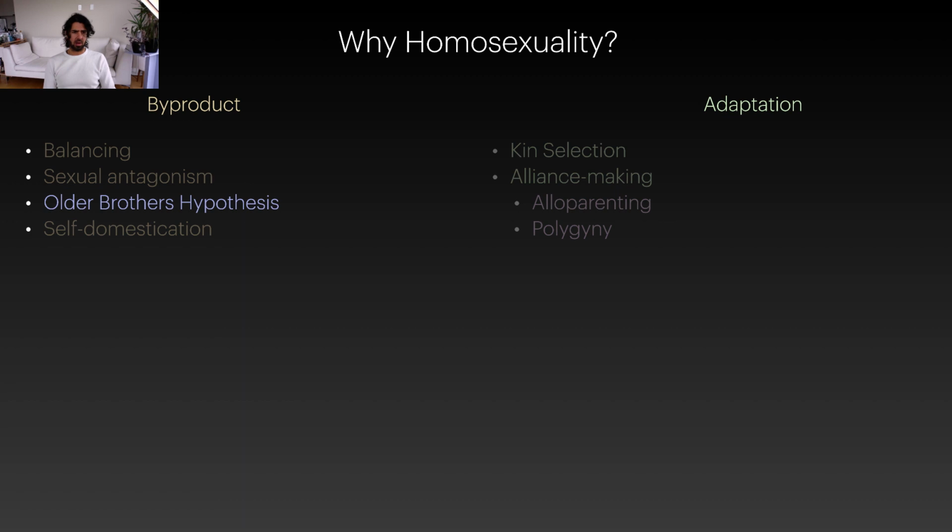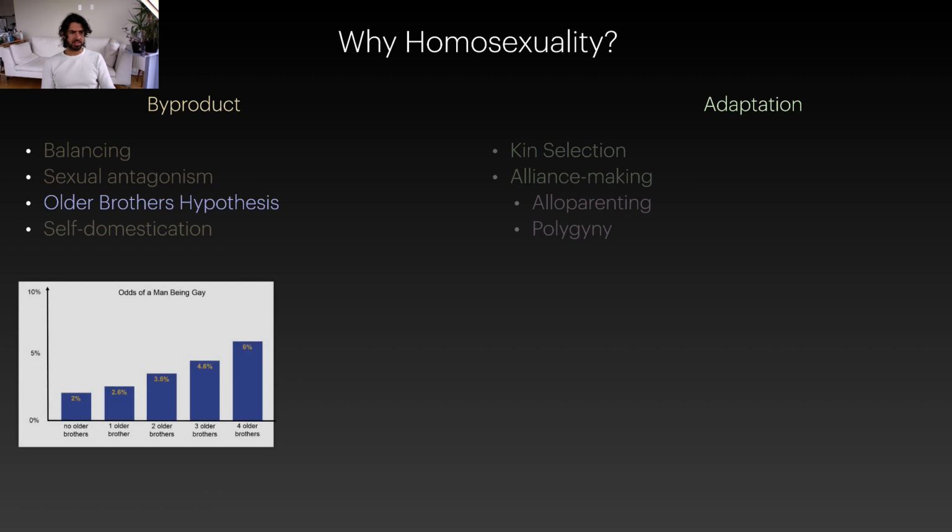Okay, one that's got a lot of attention, this was also mentioned in your readings, is the older brothers hypothesis. This is particularly interesting. Again, it started with a statistical discovery that the more older brothers a man had, the more likely he was to be gay. And so you see this chart, here are the odds of a man being gay depending on his particular family structure. The statistical fact was identified first, and since then, they've been trying to understand the mechanism, which they now have pretty well.